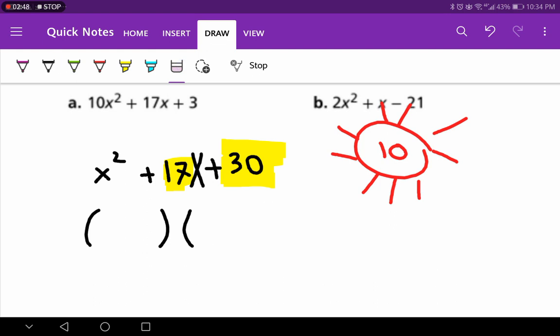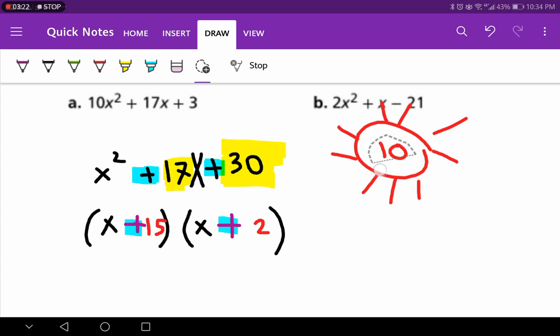Let me fix this. This is x, and this is x, and this is 2, and this is 15. Okay, my dear student, no matter if you switch the 2 and the 15, it is up to you. And as we learned before, this is positive. That means this and this have the same sign, and this sign is positive. And I know you know this is positive, and this is positive.